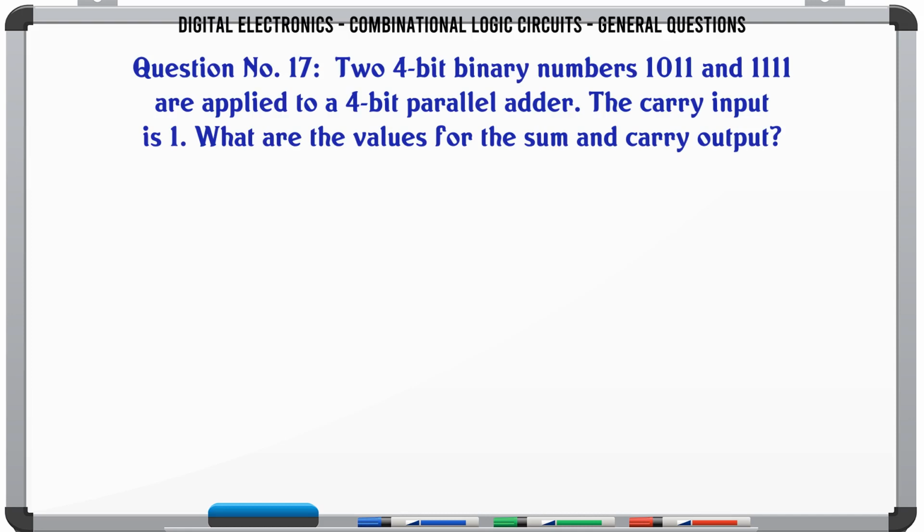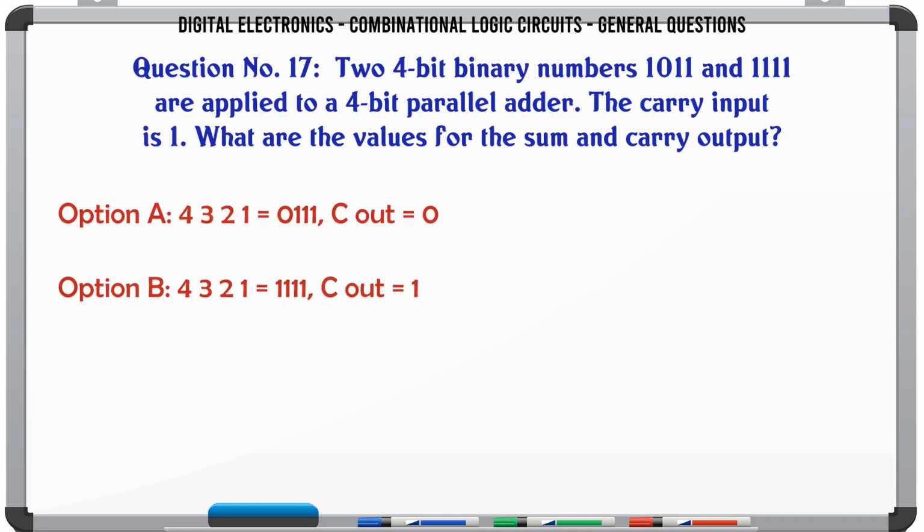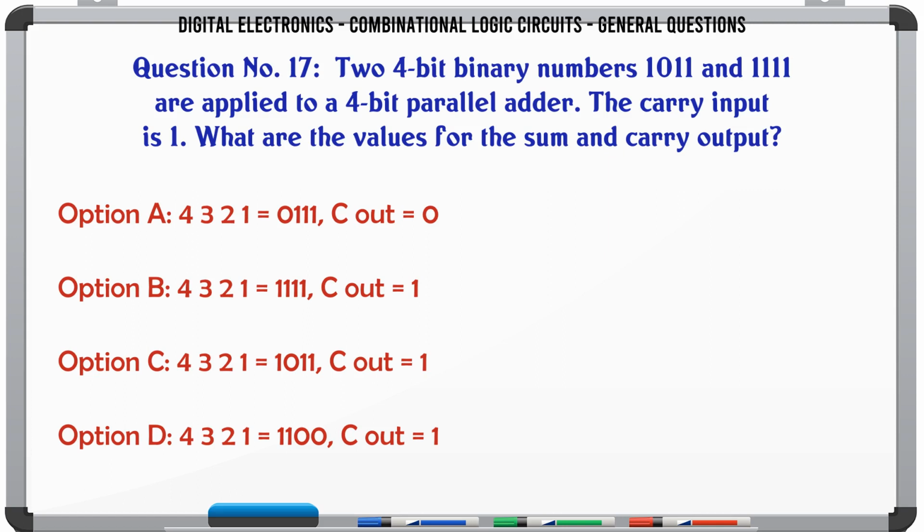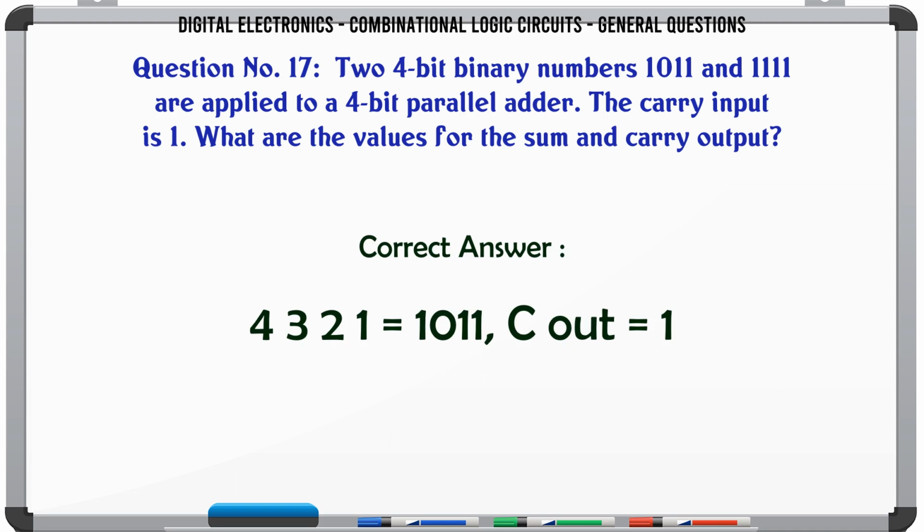Two 4-bit binary numbers 1011 and 1111 are applied to a 4-bit parallel adder. The carry input is 1. What are the values for the sum and carry output? A. Σ4 Σ3 Σ2 Σ1 = 1111, C out 0. B. 1111, C out 1. C. 1011, C out 1. D. 1100, C out 1. The correct answer is 1011, C out 1.